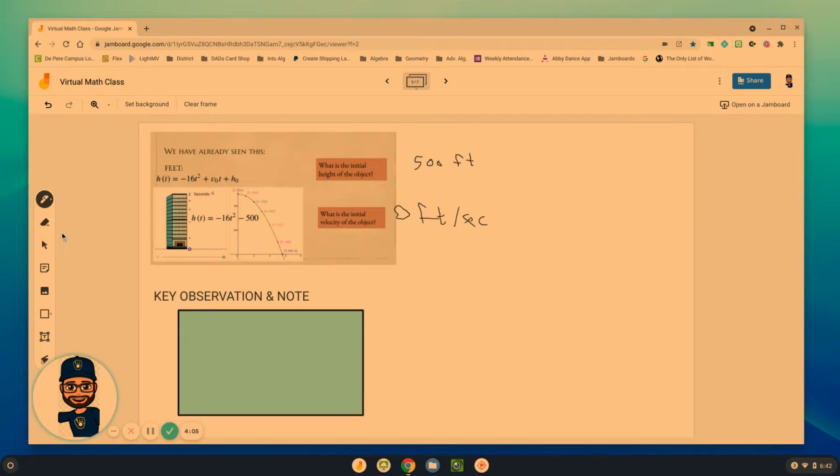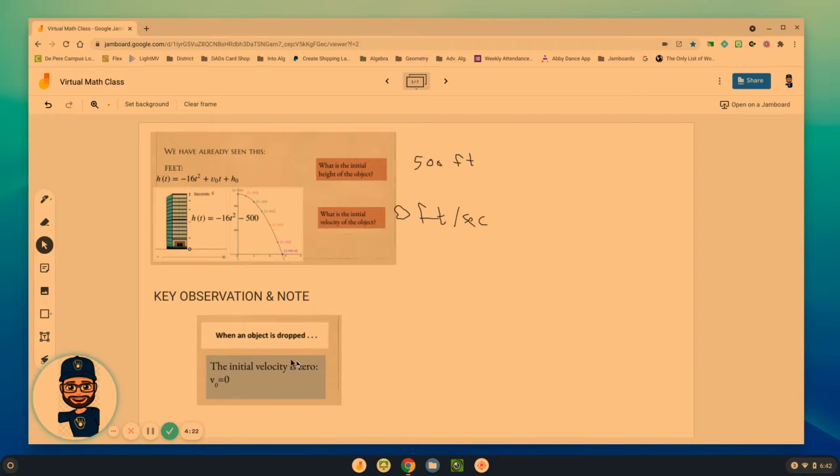Why is that the case? Well, in this case, the ball was being dropped from the building. It wasn't being shot up into the air. It's as if somebody stood at the top of the building, put their arm out, and dropped whatever object. And that's a key observation and note. You need to know this. Whenever you see that an object is dropped, the key word being dropped, our initial velocity will always be 0. That is key to understanding Newton's formula. If it's dropped, the initial velocity is 0, and that's what we can plug in, why we don't have a middle term.